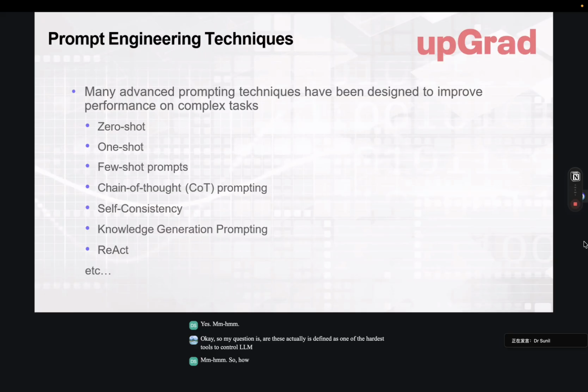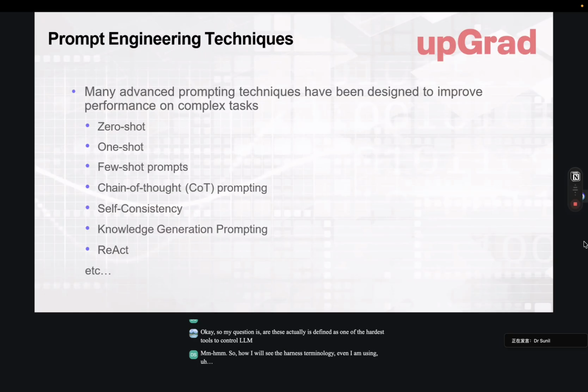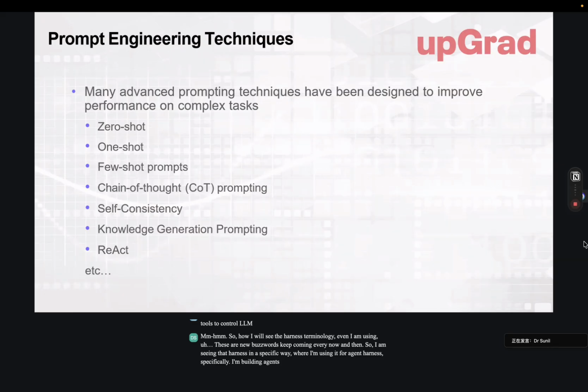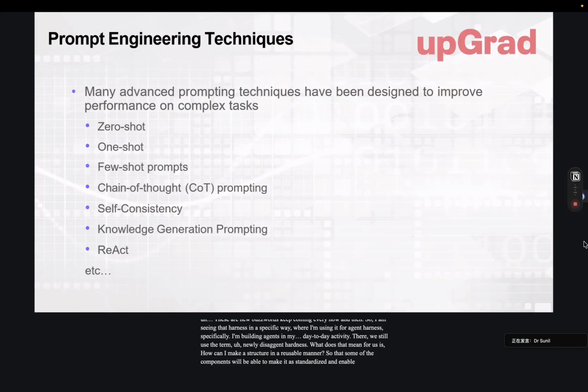So how I will see the harness terminology, even I am using these new buzzwords that keep coming every now and then. So I am seeing harness in a specific way, where I am using it for agent harness specifically. I'm building agents in my day-to-day activity. There we still use the term, newly, agent harness. What that means for us is how can I make a structure in a reusable manner so that some of the components will be standardized and then able to get into the flow.